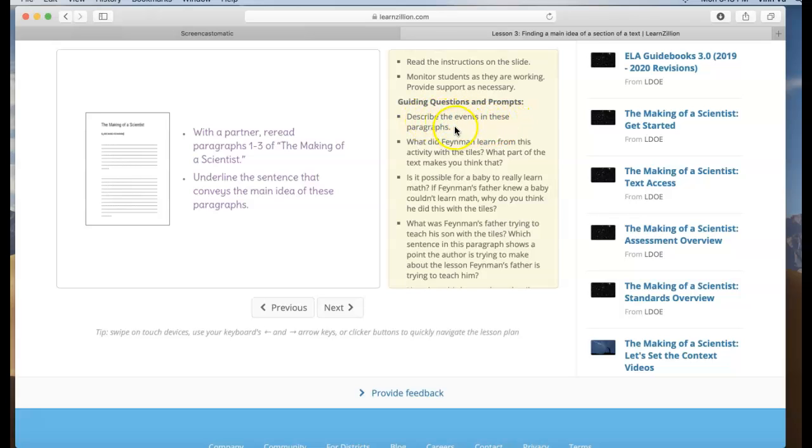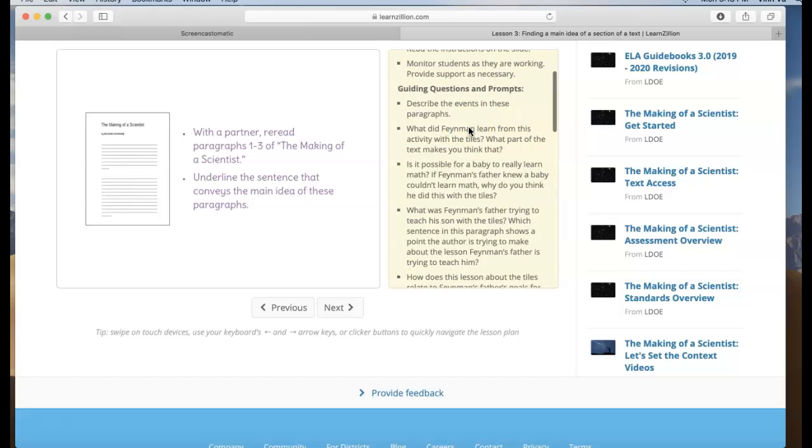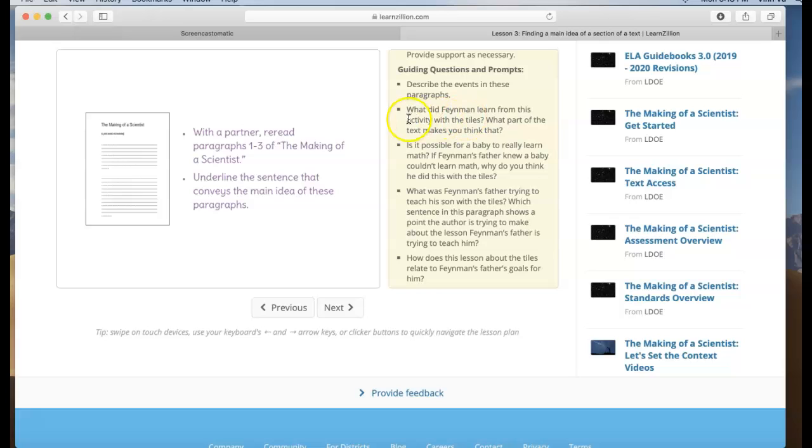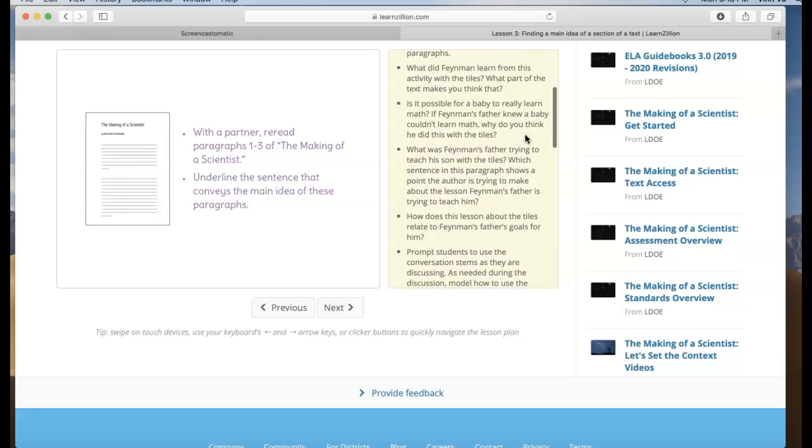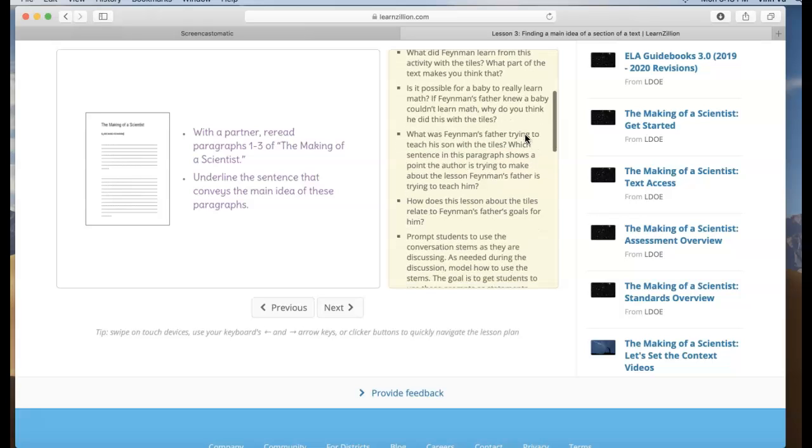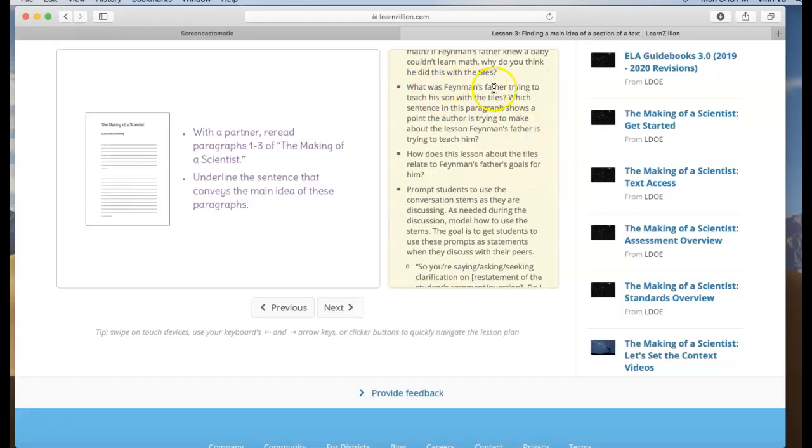Describe the events in these paragraphs. What's happening in these paragraphs? What did Feynman learn from his activity with the tiles? What part of the text makes you think that? Is it possible for a baby to really learn math? If Feynman's father knew a baby couldn't learn math, why do you think he did this with the tiles? What was Feynman's father trying to teach his son with the tiles? Which sentence in this paragraph shows the point the author is trying to make about the lesson Feynman's father is trying to teach him? How does this lesson about the tiles relate to Feynman's father's goals for him?